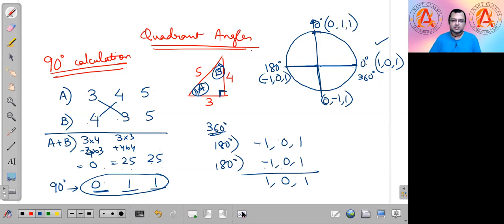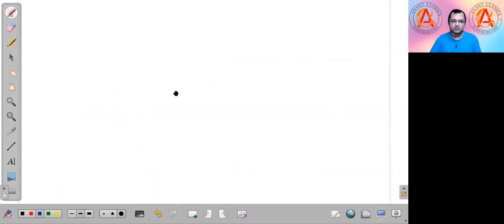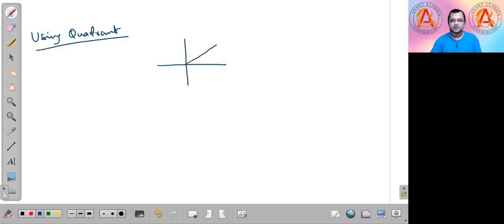Acha. Now the next topic is how to use them. How do we use these quadrant values? Using the quadrant. See. So let us say I have this triangle which is 4, 3, 5. I don't know what is this value, but its triple values are 4, 3, 5.